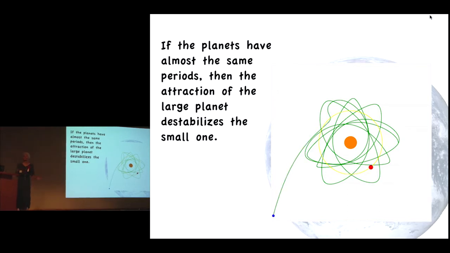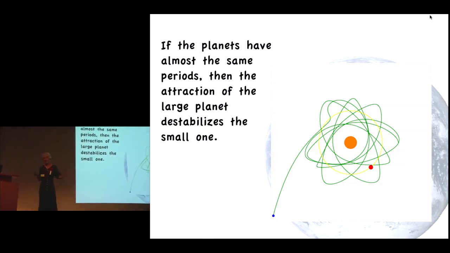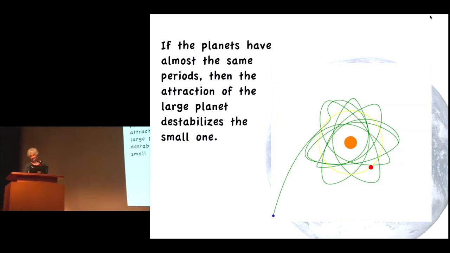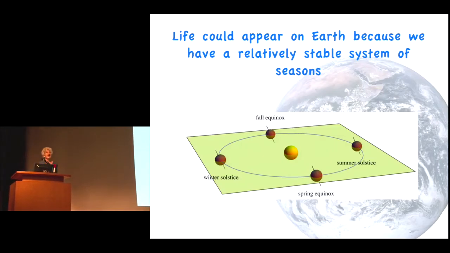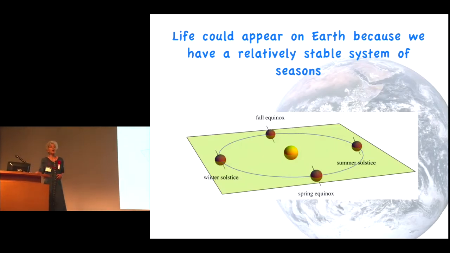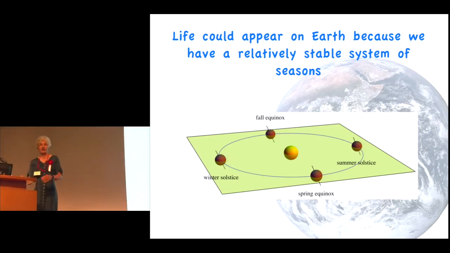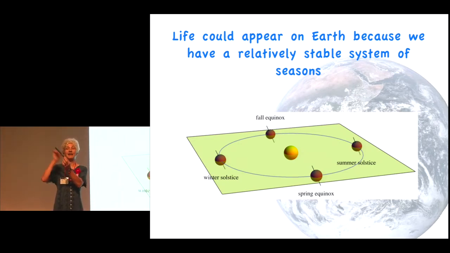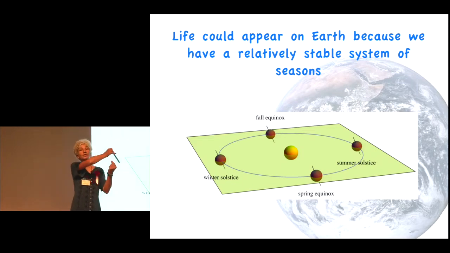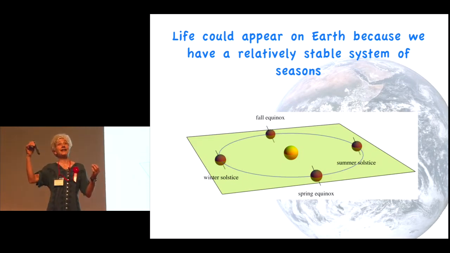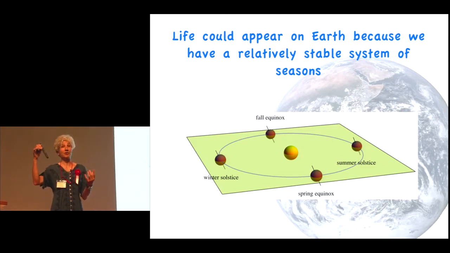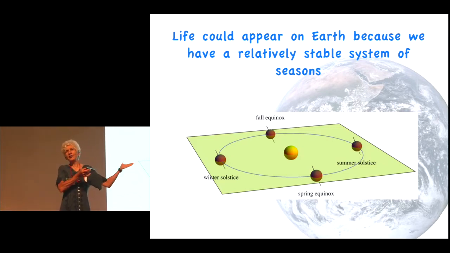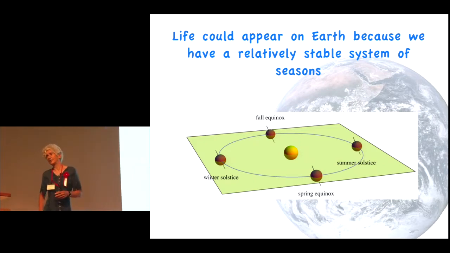Okay, so that's what could occur in the solar system. Life could appear on Earth because we have a relatively stable system of seasons. You probably all learned at school that the reason for the seasons is that the axis of the Earth has an angle, and when we turn around the Sun, this makes the seasons. And this axis is relatively stable. Well, if we were having a periodic motion, that's normal. But now I told you it's chaotic.